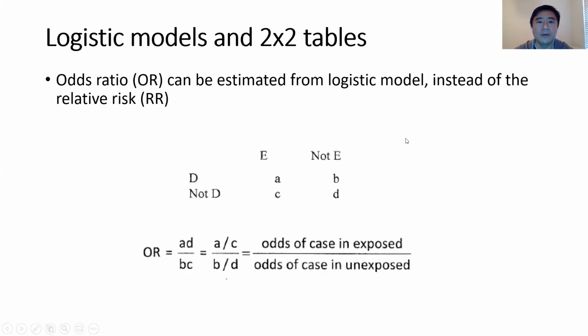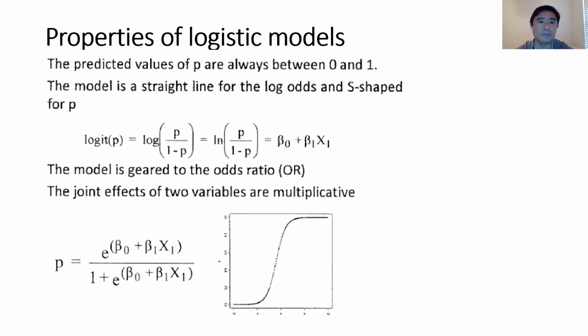Later on I will show you how we can match this odds ratio calculated from the 2x2 table with the parameter beta from the simple logistic regression model. The property of the logistic regression model is that the predicted values of probability P, or risk of disease P, are always between 0 and 1, and this is guaranteed by the logit function. I already talked about that.